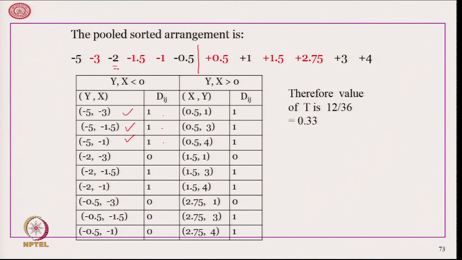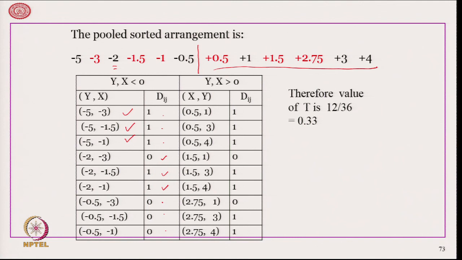For y is equal to -2, we find that -3 is less than this, therefore, it is 0, but -1.5 and -1 are greater than this, therefore, they get 1. With respect to minus 0.5, we find that all 3 are less than minus 0.5, therefore, they are getting 0. Now, let us come to the positive side.